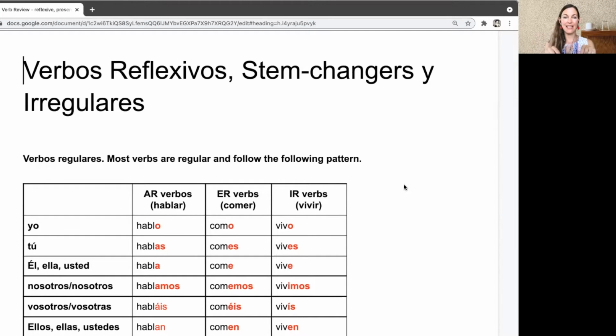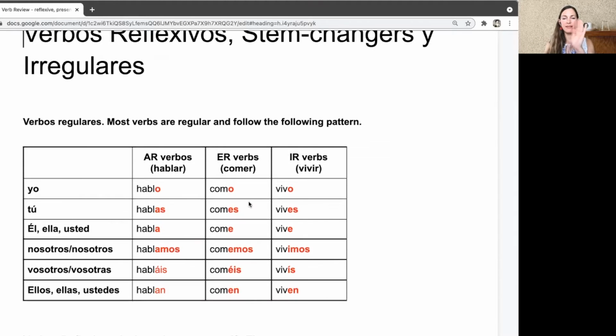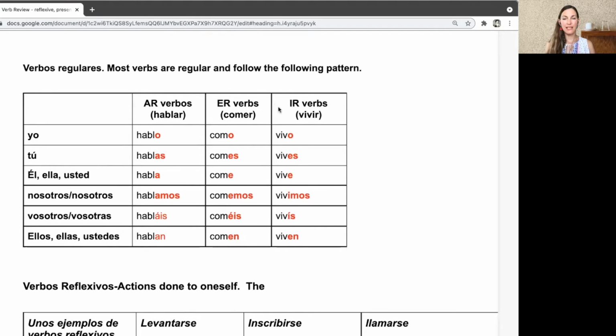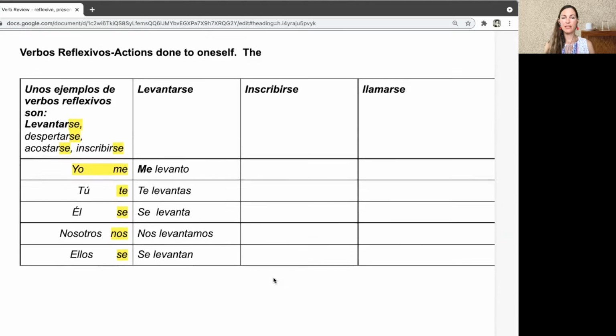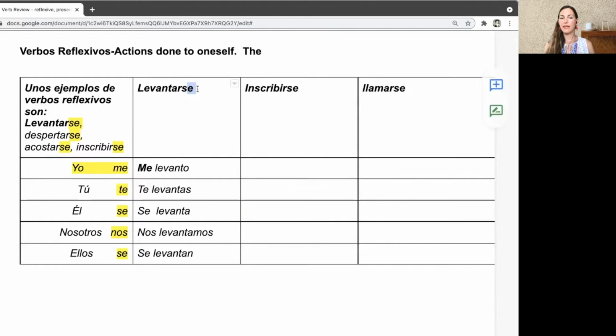Okay, this is tu tarea, your homework. This top part is just your normal endings, right? You need your normal endings for AR, ER, IR verbs. Now for our reflexive verbs, like we talked about, you'll see the se on the end, okay? Levantarse, to get up. Inscribirse, to register. This is vocab. Register, we're going to say oneself, right? Because that's your se. Okay, llamarse, what do you call yourself?